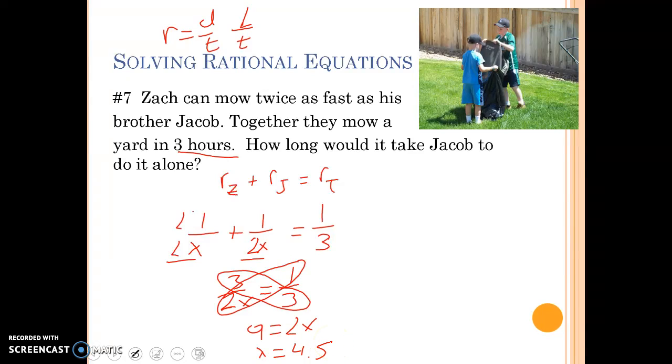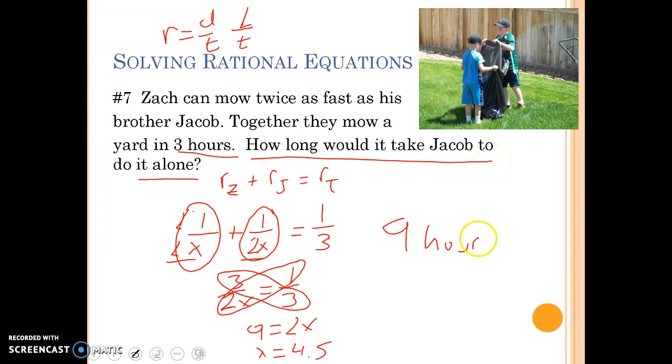Now 4.5 is what Zach's rate would be by himself. His rate was 1 over 4.5 hours. Jacob is going to be 1 over 4.5 times 2, which is 9 hours. So how long would it take Jacob to do it alone? Well, that's going to be 9 hours.